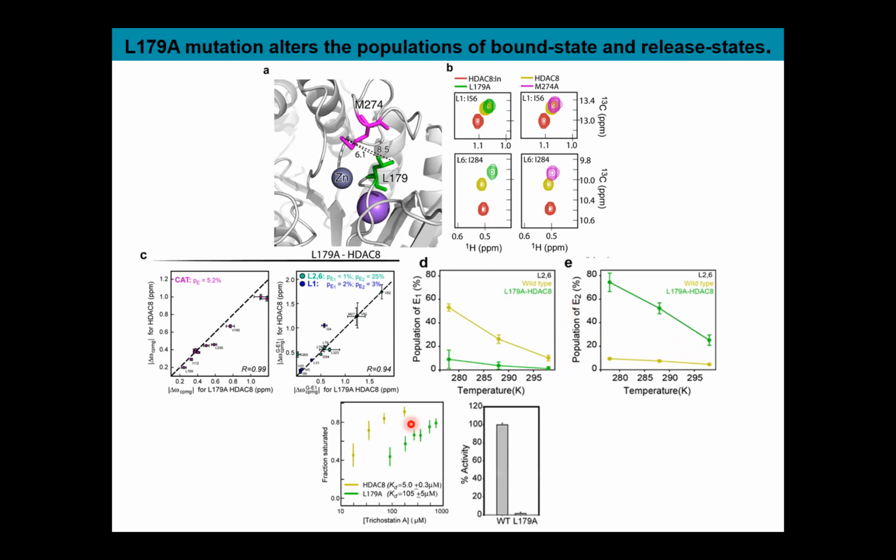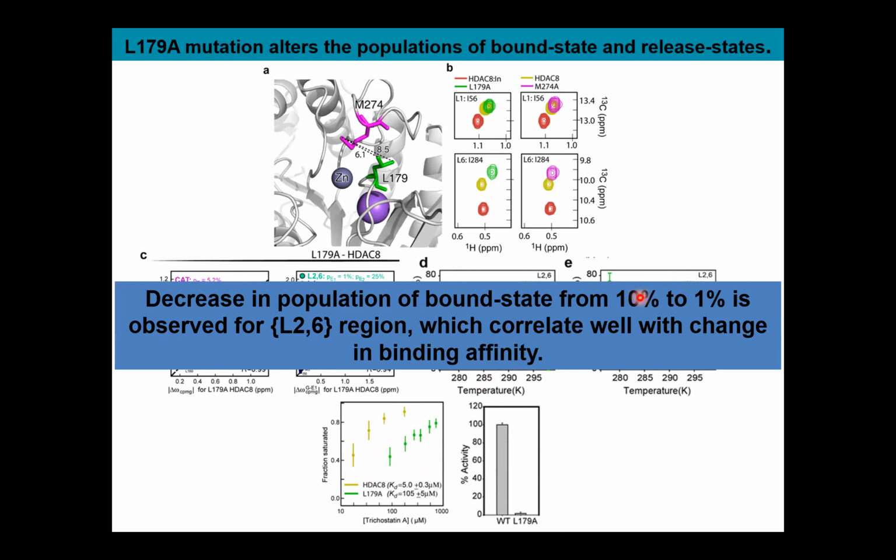And when I did the titration of mutant HDAC with the TSA, I found an increase in KD value from 5 micromolar to 105 micromolar, that is a 20 times increase. Similarly, I found a change in activity from 100 to 5%. It means this change in activity is well correlated with the change in KD value. It means this activity change is basically reflecting the change in Km, and this change in binding affinity is very well correlated with the observed change in the population of this bound state.